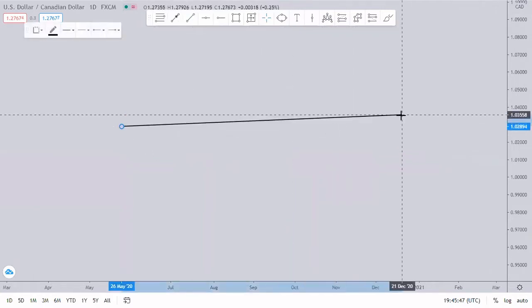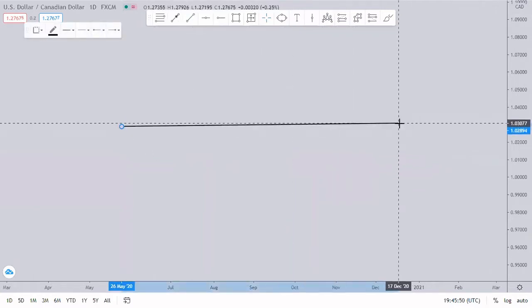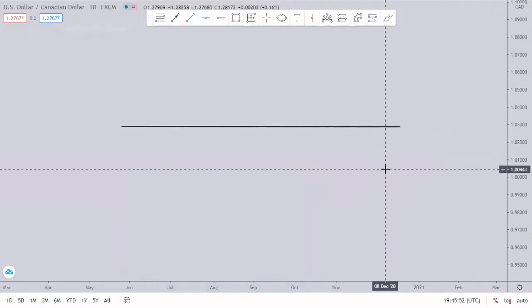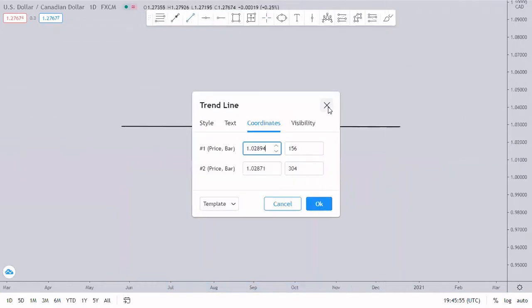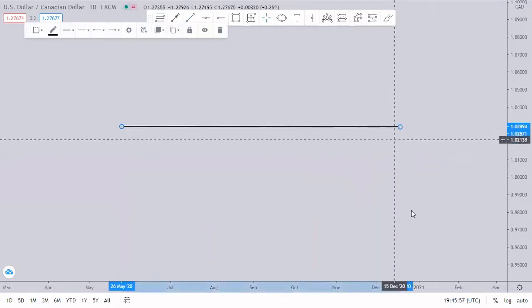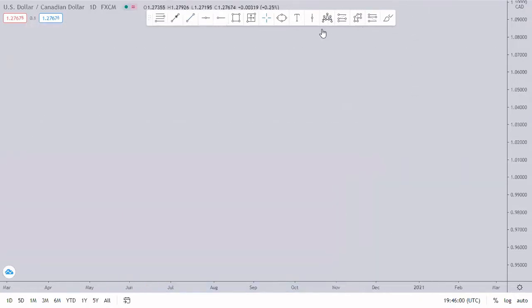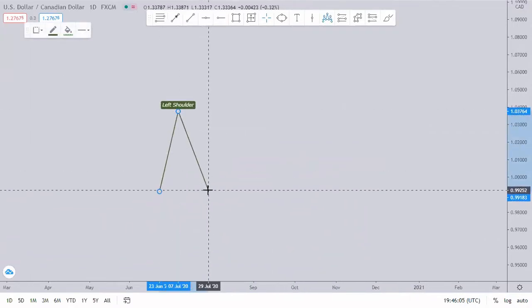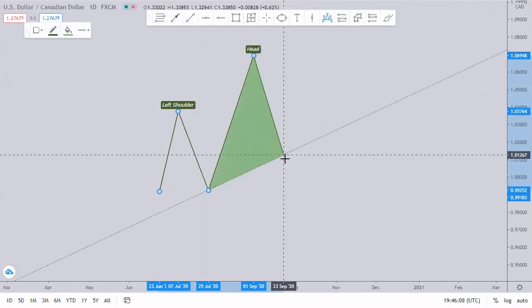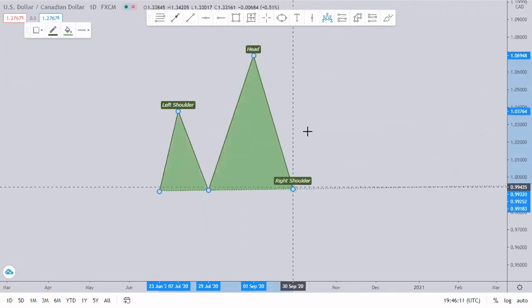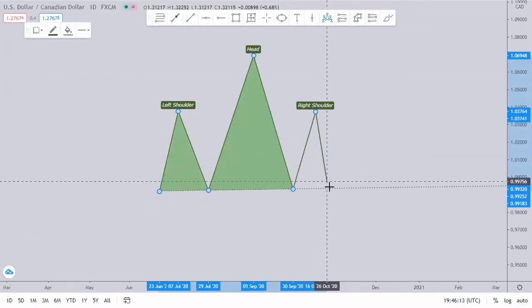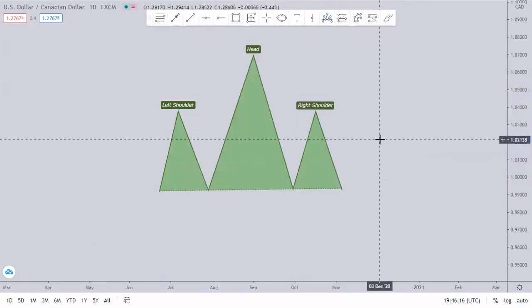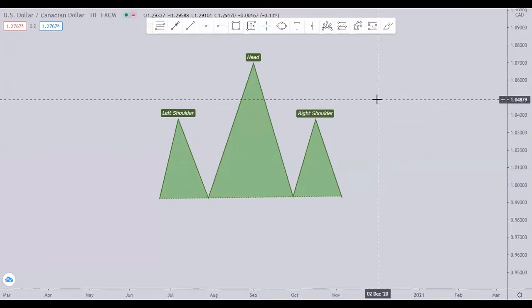First of all, let's draw this. Okay, before I even draw this, let me show you this. I believe many of you know this pattern I'm about to draw. How many of you know this pattern? That's the head and shoulder pattern. If you know it, type yes. That's the head and shoulder pattern.